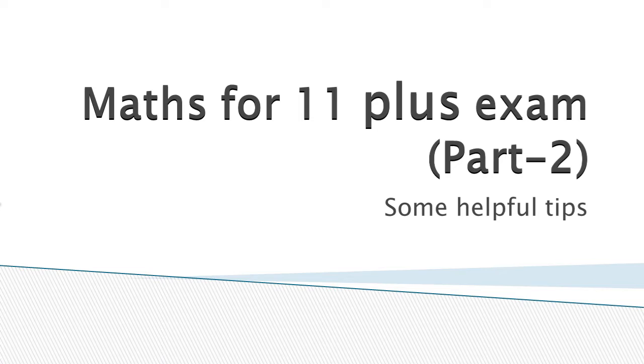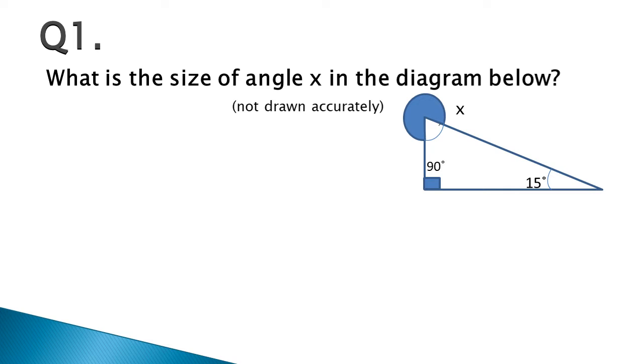Okay, let's start with some questions. In question 1, there's a triangle given. It says, what is the size of the angle X in the diagram below? This diagram hasn't been drawn accurately. If you see, it is a right angled triangle. Right angled triangle means one of the angles is equal to 90 degrees.